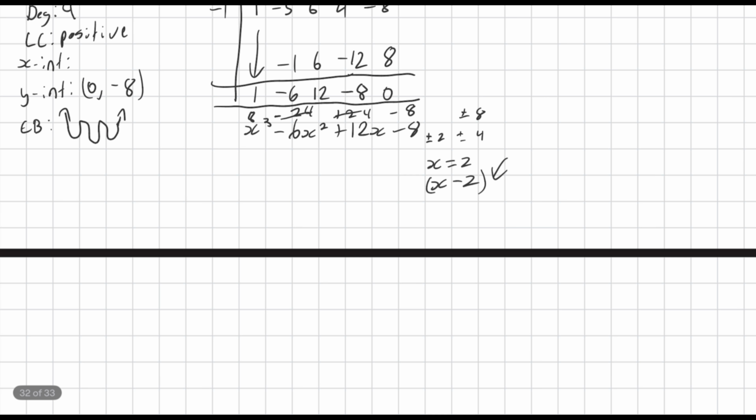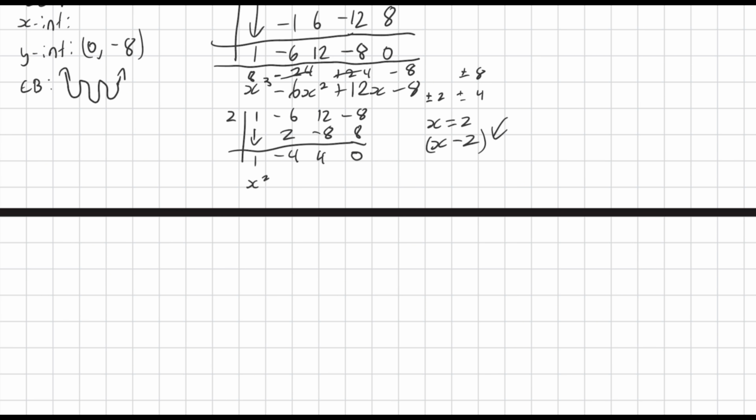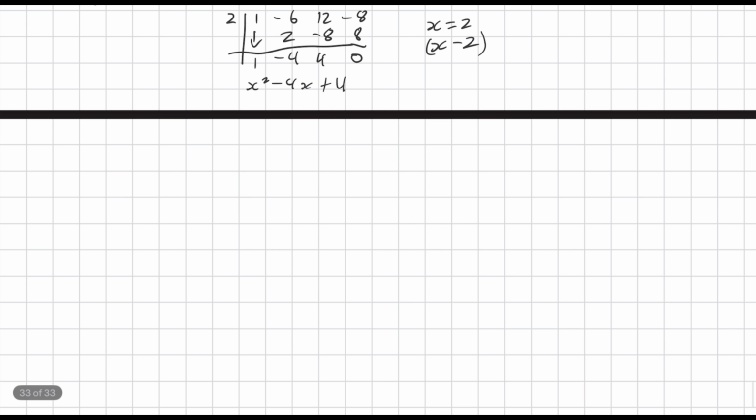So let's go ahead and do synthetic division. Let's bring our 2. And then we know that we have 1, we have -6, we have 12, and we have -8. Bring this down. 1 times 2 is 2. Perfect. And now we're going to have x squared minus 4x plus 4. Okay, so now we can go ahead and factor that. This is plus or minus 2, plus or minus 1, plus or minus 4. And we know that -2 times -2 is +4, but -2 plus -2 is also -4. So that's what it's going to be.